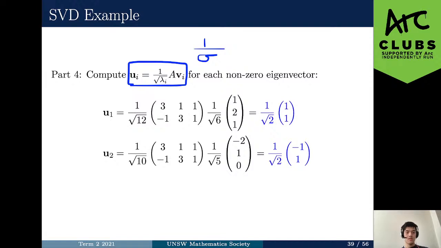So it's a bit annoying, but this is our matrix A. This is our 1 over the square root of the eigenvalue that corresponds to this eigenvector. The eigenvector has to be normalized, and then we get the vector for U1. And similarly, we do the same thing with our other vector, and we should get U2.